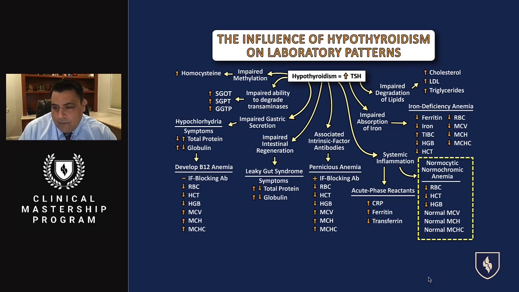And what defines normocytic normochromic anemia is that they're anemic. Their hemoglobin, hematocrit, and RBC are all depressed, they're all low, but the volume of their red blood cells is normal. So normal mean corpuscular volume, normal mean corpuscular hemoglobin concentration, and hemoglobin. These are all normal, so normal size. So this is normocytic normochromic anemia.